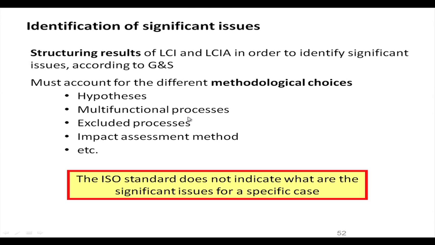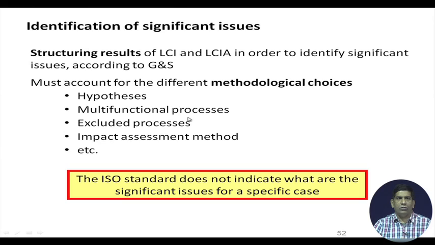There are multifunctional processes. So when you have multifunctional processes, how do you allocate your results to different functions? And we looked at some examples of how we can exclude certain processes, especially if you are doing a comparative LCA. If we have certain processes which do not have much environmental impact, we can exclude those as well. Then the choice of impact assessment method: the popular ones were ReCiPe 2008 and IMPACT 2002+, but there were several others as you saw in the previous module.